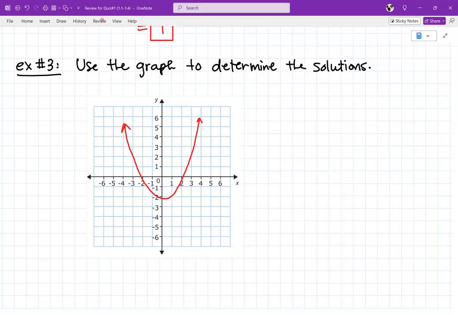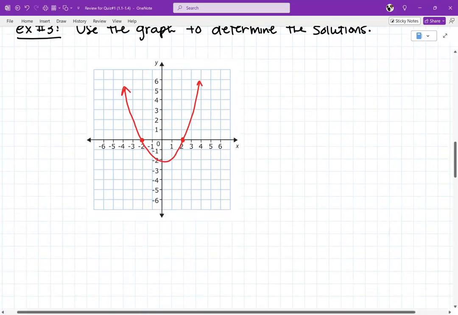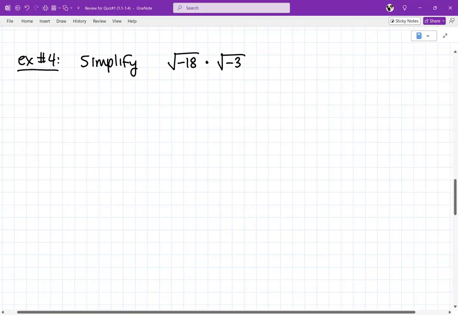There's a problem like that on your test. They're just going to draw a picture and they're going to say, where are the solutions? You're going to look and you're going to say, oh, it crosses at -2. It crosses at +2. So my answers are -2 and +2. That's it. It's not even going to be in between. It's going to cross, I think, perfectly if I remember correctly. Okay? So don't even write it down. Just remember, the answers are on the x-axis. Okay? All right.